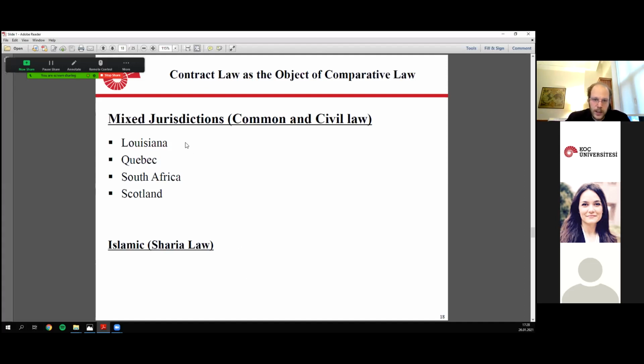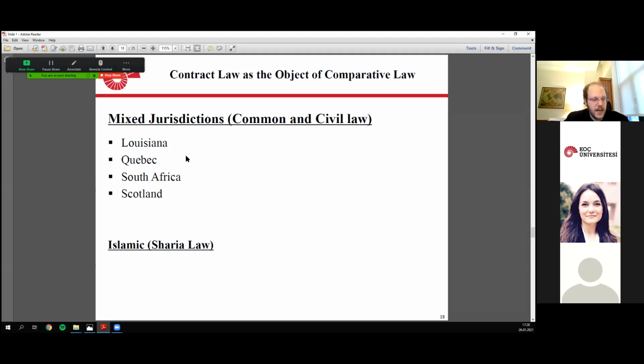For example, if you look at Louisiana, you see that it used to be a French colony. Then Napoleon had to sell it to the USA in 1803 to finance his war. And because of that, it still held on to its civil law tradition. So in Louisiana, you would still find a civil code, for example, but federal laws and the US Constitution are also applicable there. For example, the Uniform Commercial Code, which is an important instrument of contract law in the US, is also applicable in Louisiana.